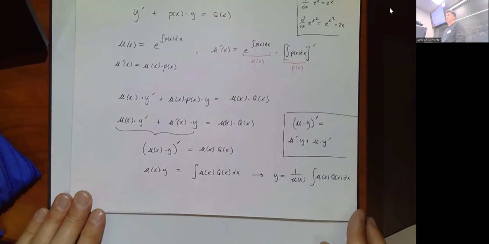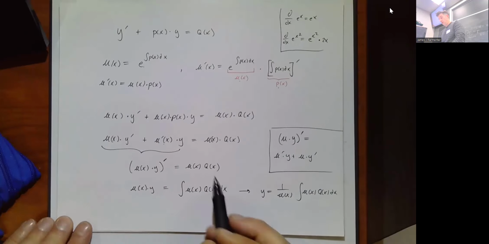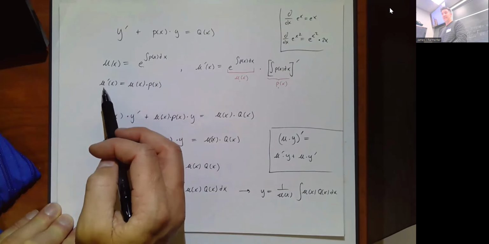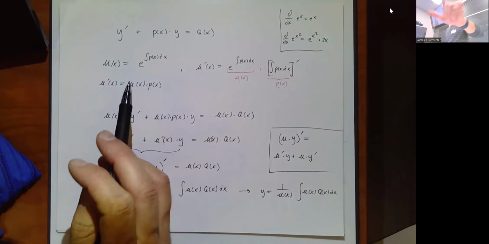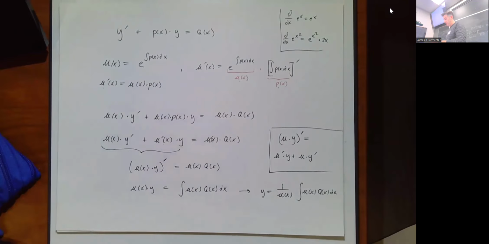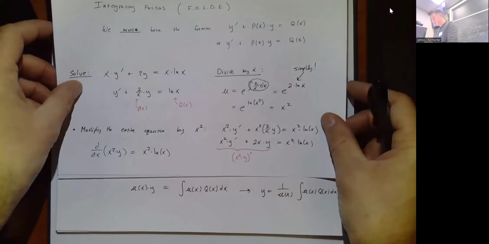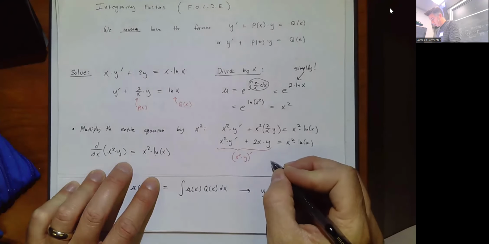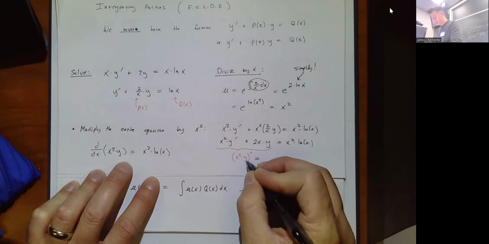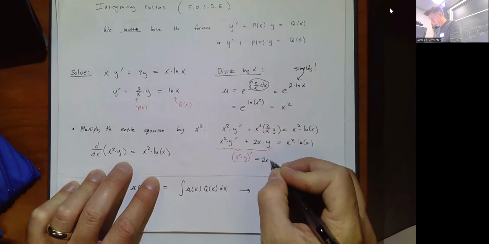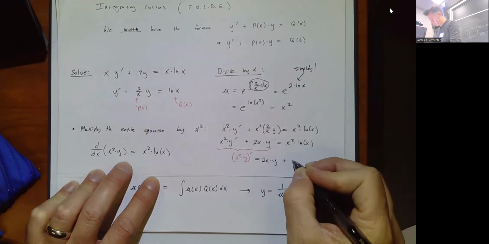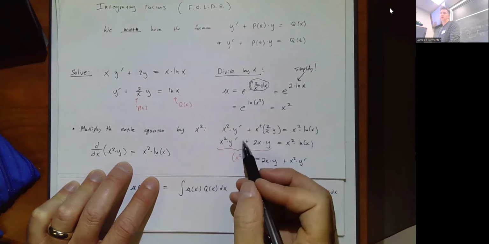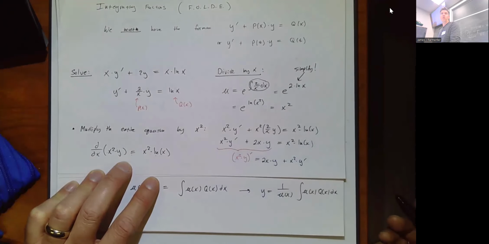That is why this process works every time, because of how we're finding what mu of x is, and the derivative of mu is exactly mu times p. So back to the problem that we were actually doing for just a second. When we're multiplying everything by x squared, we're literally saying, oh yeah, if you take the derivative of x squared times y, it's going to be, well, product rule, 2x times y plus x squared times the derivative of y, which is exactly what I've got up there, just written in a different order.